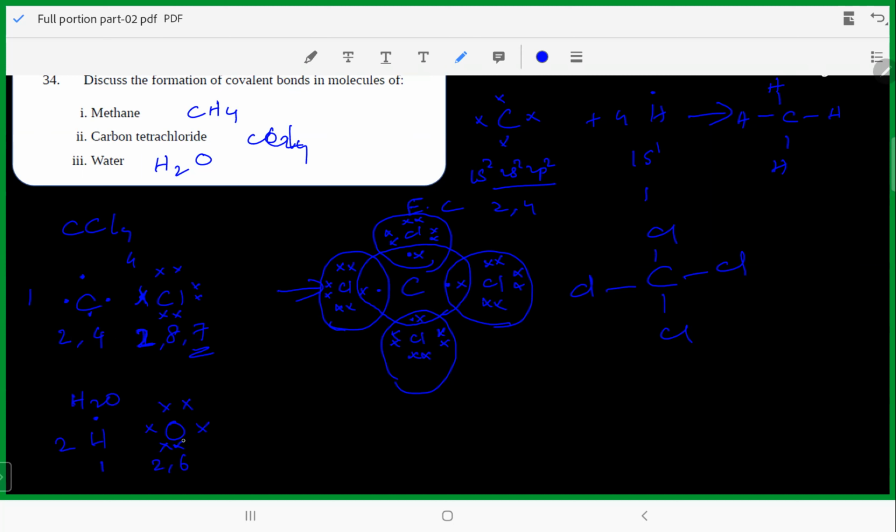So one oxygen with 2 hydrogens, it gives oxygen 1, 2, 3, 4, 5, 6, with 1 hydrogen, 1 hydrogen. It will form the molecule like this, H-O-H, with 2 lone pairs. So this is how it will form.